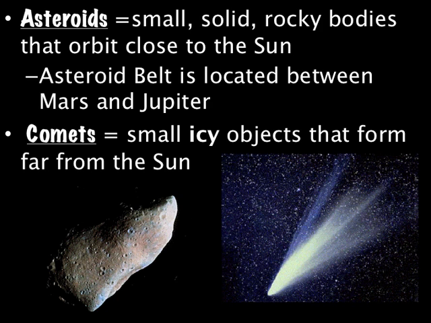A comet is a small, icy object that forms far from the Sun. So remember, objects or planets that are far from the Sun are going to be cold and icy. There's a picture of a comet on the right-hand side. Pause to take notes.